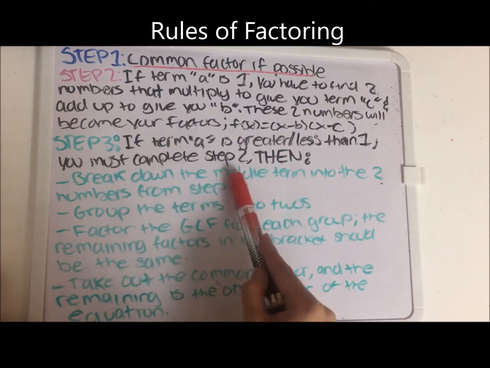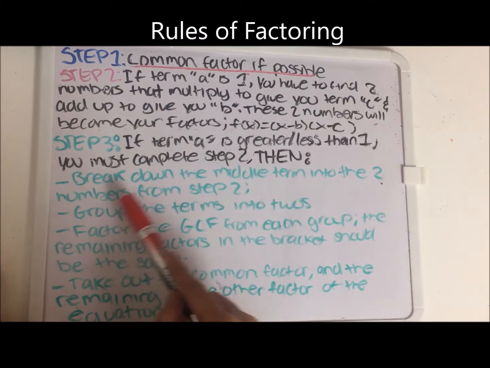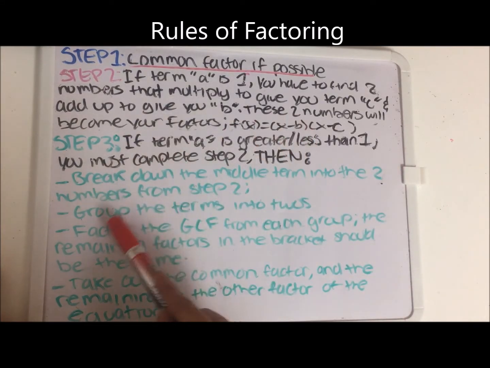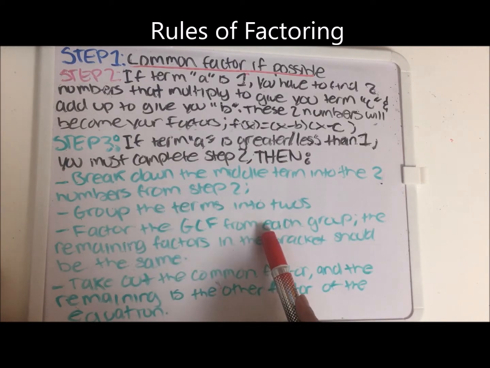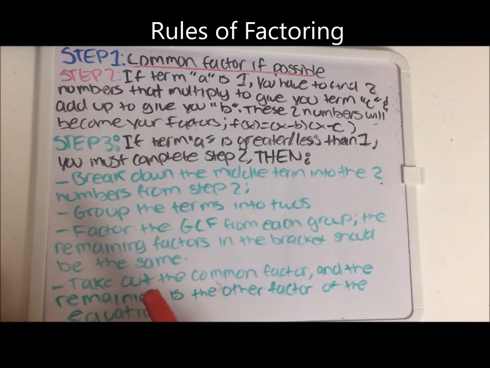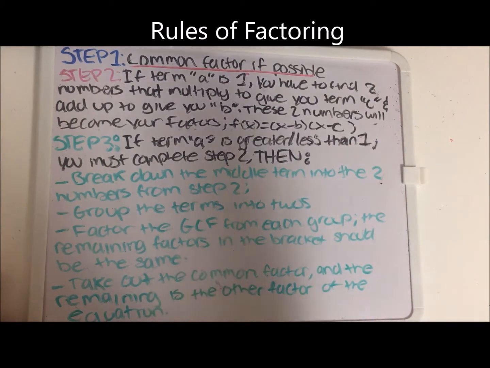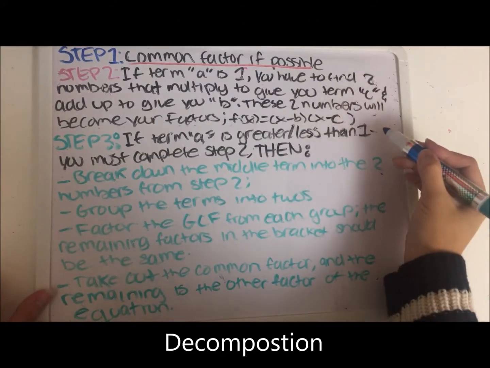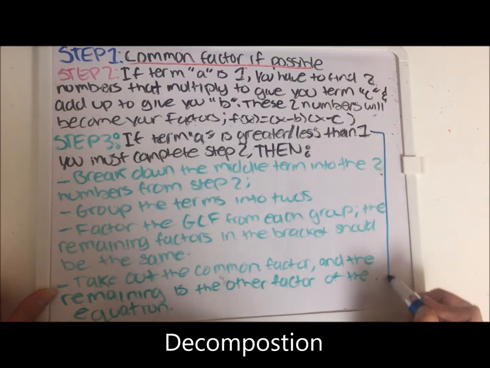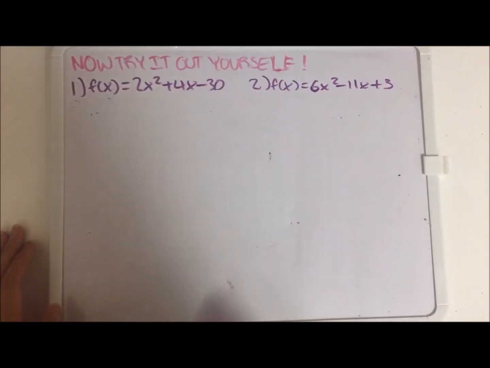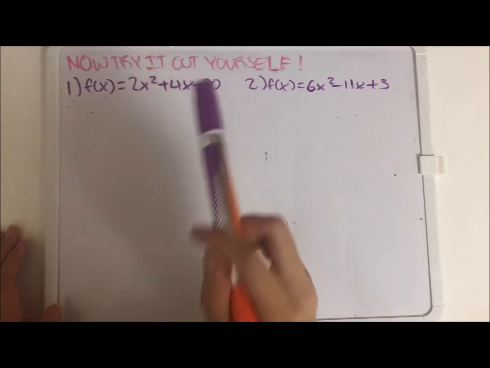Then break down the middle term into two numbers from step 2. Group the terms into twos. Factor the greatest common factor from each group, and the remaining factors in the bracket should be the same. And then lastly, you take out the common factor, and the remaining is the other factor of your equation. And this is what you all call decomposition. Okay, now try it out yourself and come back to this video when you're done.